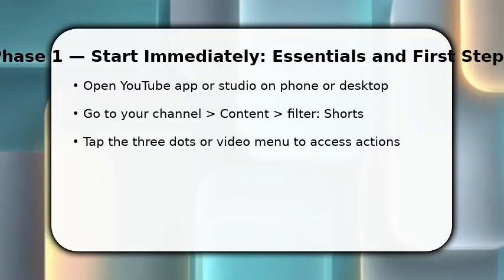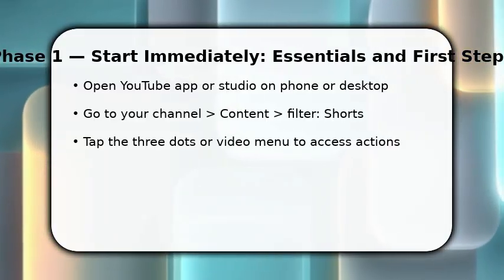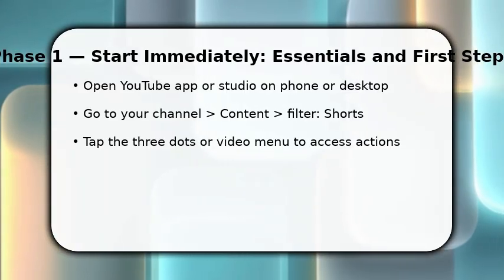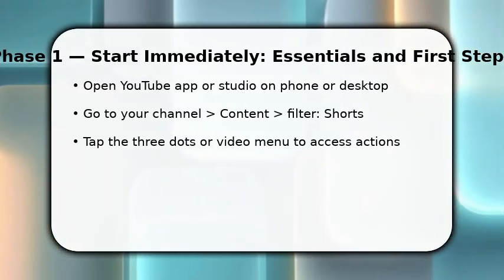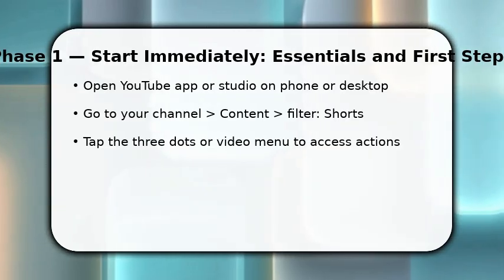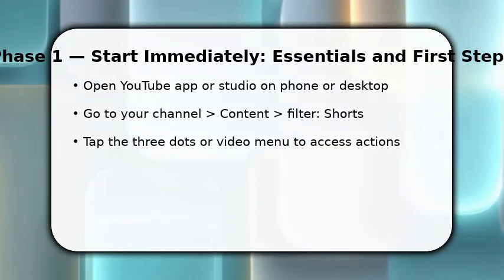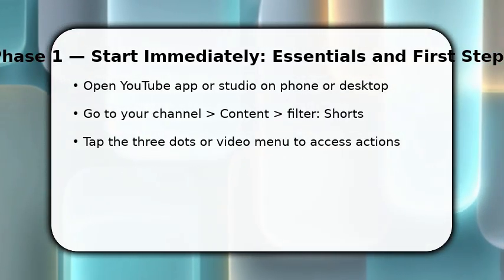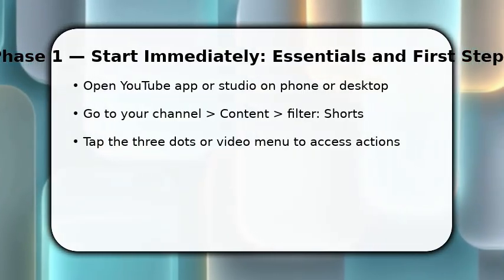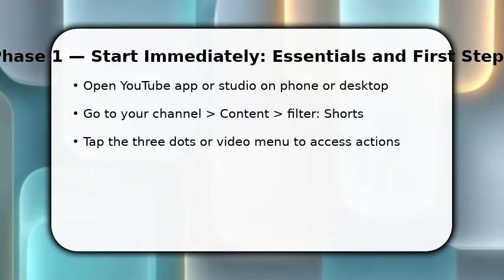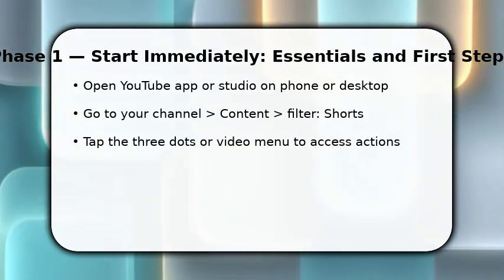Enjoy the video. You begin by finding the short you want gone. Open the YouTube app or Studio on desktop, then go to your channel and content. Once there, filter to shorts so you only see vertical clips. This speeds selection. Tap the short, then open the three-dot menu or video actions. This is the first actionable step.